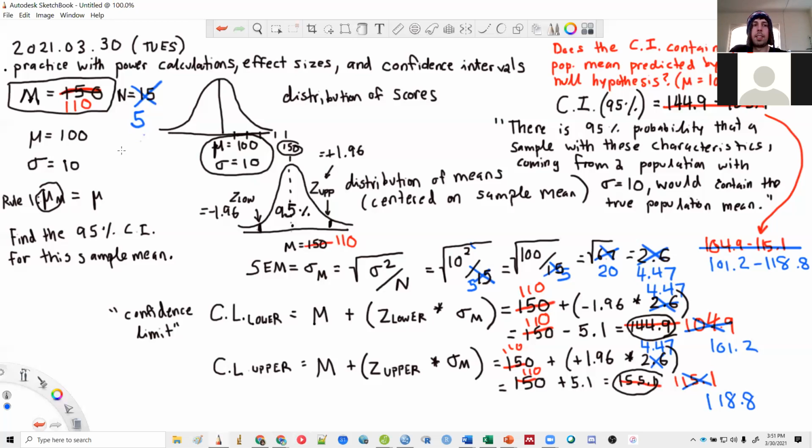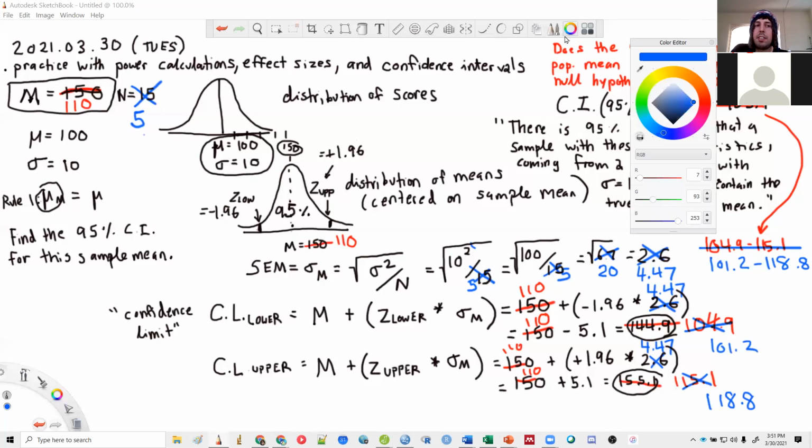So this page is getting a little bit messy right now, but let's do one more example. Let's consider that instead of a standard deviation of our population distribution of 10, we instead had a standard deviation of 25. So let's say that this value here is now 25. And I want you to use 110 and 5 and now 25. So each time we did it, we changed one more thing.